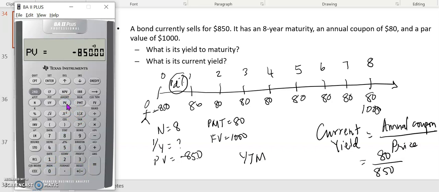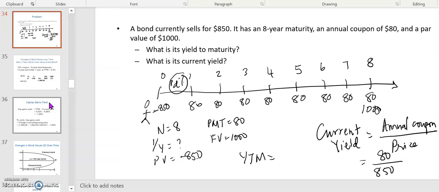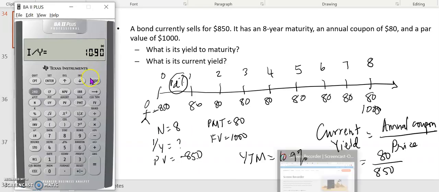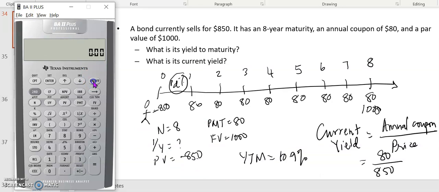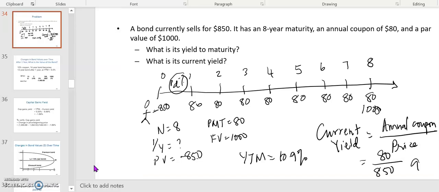My financial calculator always assumes an investment outcome perspective. So $80 is the PMT, $1,000 is the FV, and I compute the I/Y, giving me a yield to maturity of 10.9%. After which I can go ahead and calculate my current yield, which would be $80 divided by $850, giving me a current yield of approximately 9%.